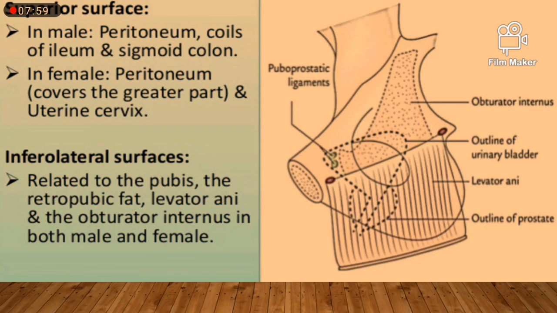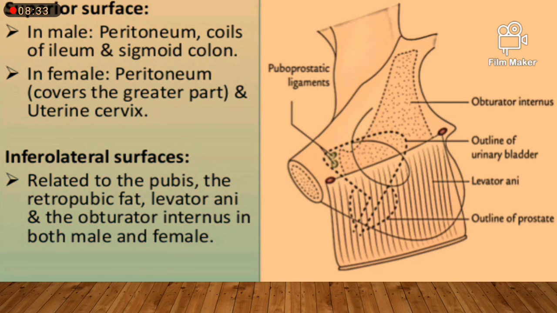The infralateral surface. In both cases the relations are almost the same. It is related to the pubis and retropubic fat, the fat just behind the symphysis pubis, that is called retropubic fat. There is also a space called the space of Retzius, and then the levator ani muscle and the obturator internus muscle, that muscle which covers the obturator foramen. So these are the structures in both male and female.